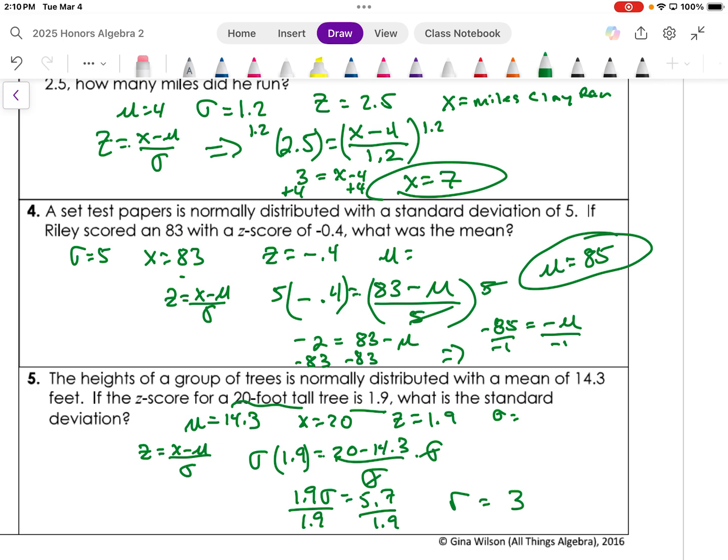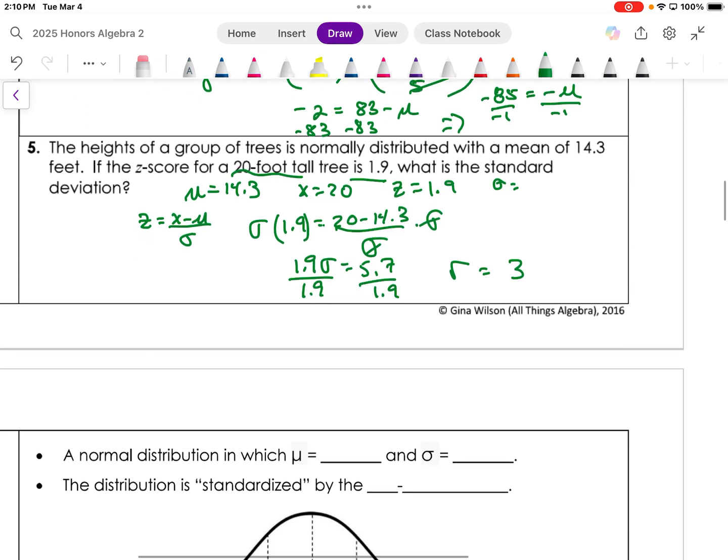That's the easy part, trying to find the z-scores based on information. Again, they've got to tell you three of the four variables in order for you to use that formula.